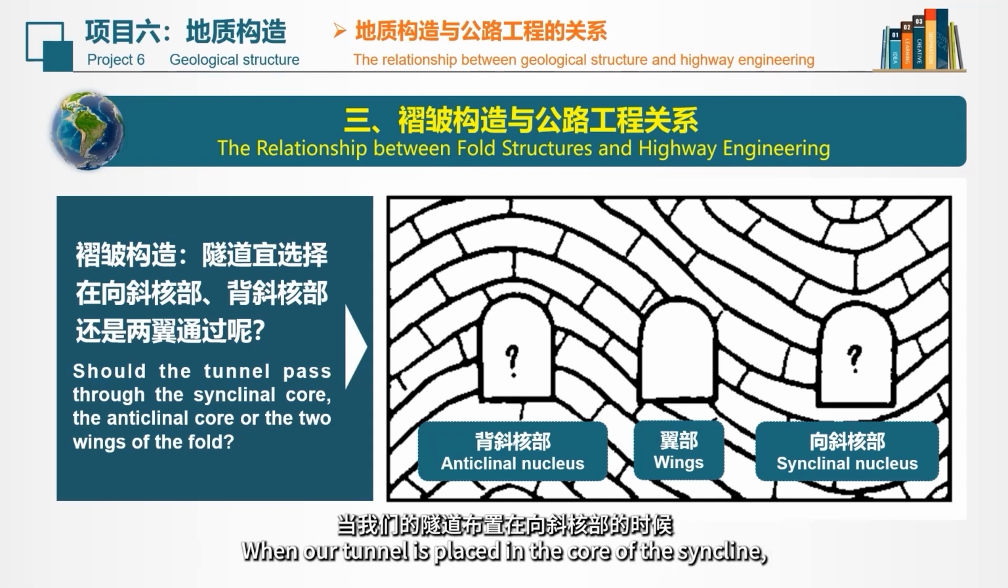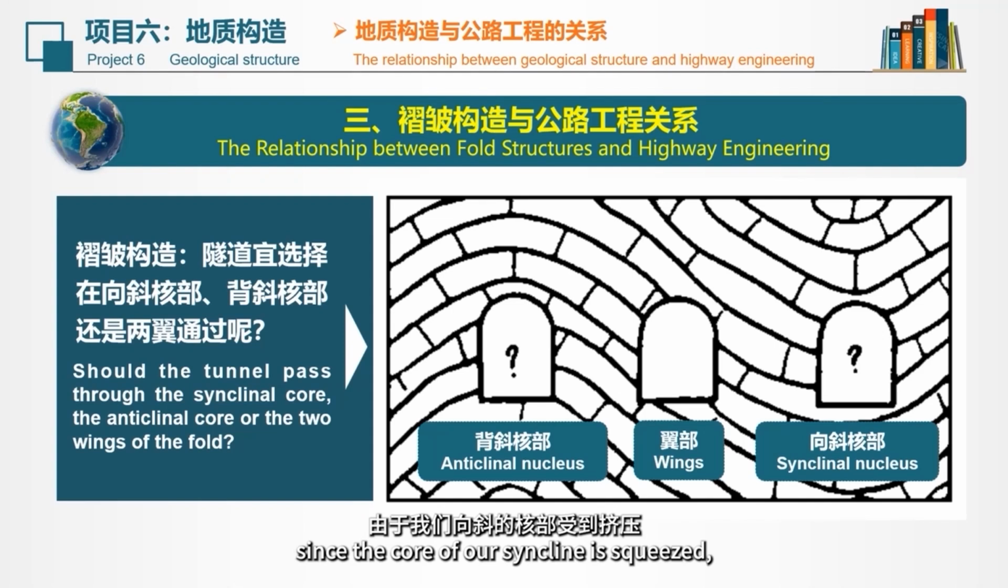When our tunnel is placed in the core of the syncline, since the core of our syncline is squeezed, the rocks are more fragmented, so it is also unfavorable for us to construct our tunnel project. So generally, when our tunnel passes through a fold structure, it is better to choose to pass through the flank.